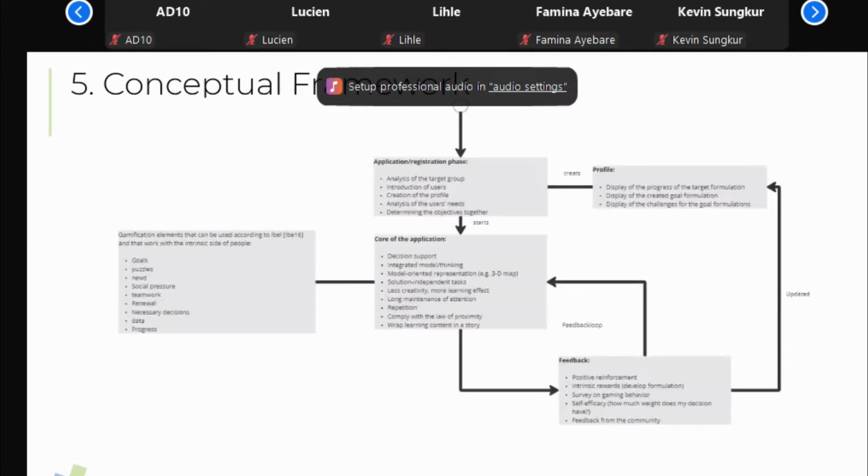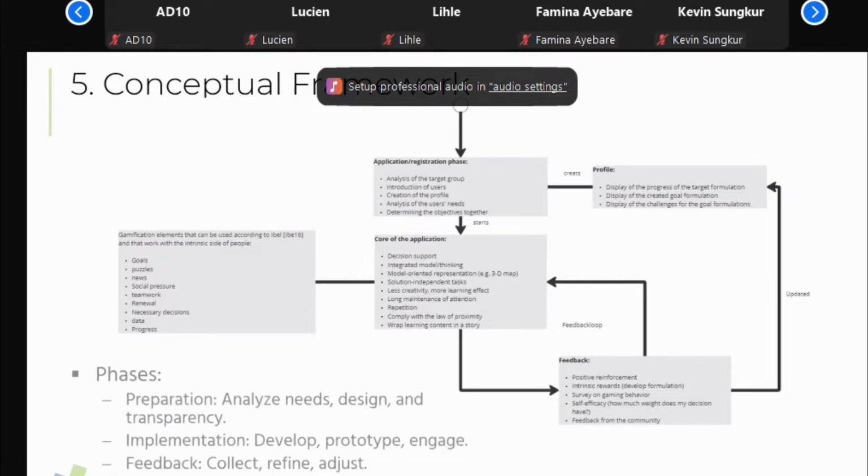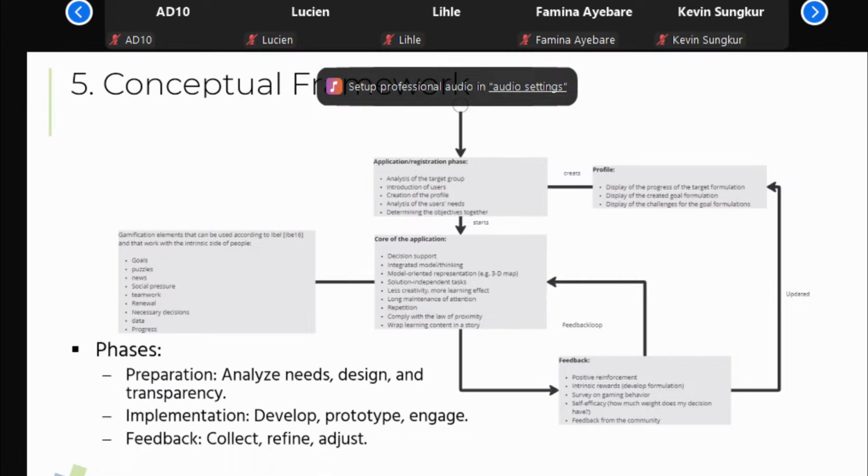After these interviews, we developed a theoretical conceptual framework. In this, we developed three phases: preparation, implementation, and feedback. In preparation, we analyze the needs and design, and transparency. In implementation, we develop the prototype and engage users. Later we also take feedback so that we can refine this gamification approach.